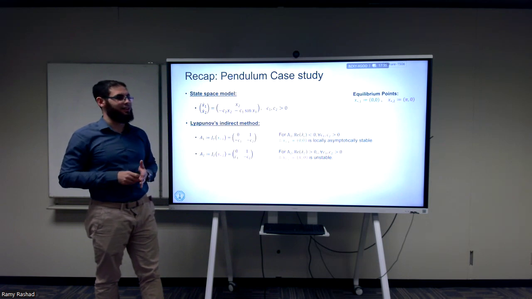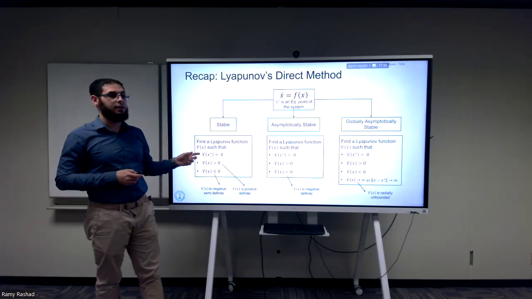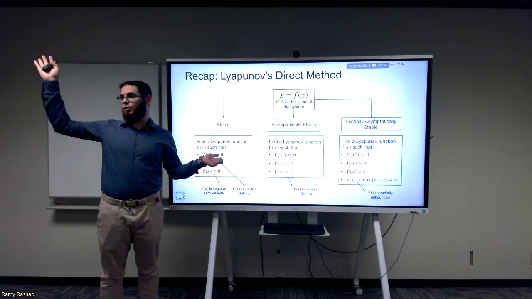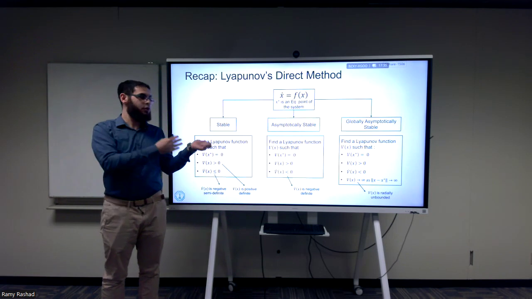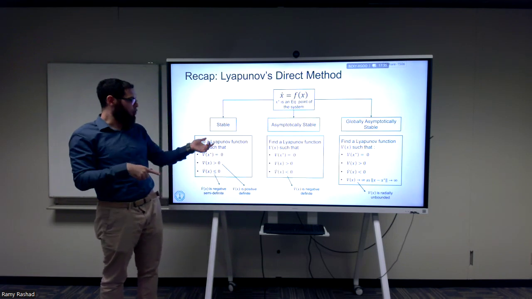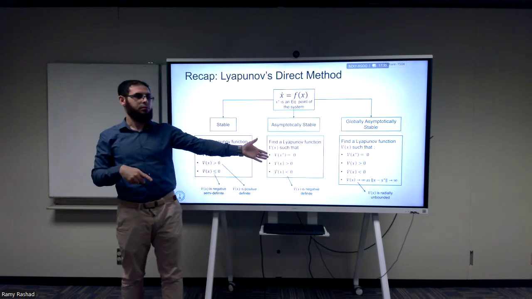That's a very hard question. I don't know the answer. We cannot claim from the direct method that it is unstable. Exactly. The direct method doesn't say that. It tells you if you can find the Lyapunov function out of the infinite possible Lyapunov functions, then you can show it. But if your choice of Lyapunov function doesn't conclude stability, asymptotic or global asymptotic stability, what does that mean?